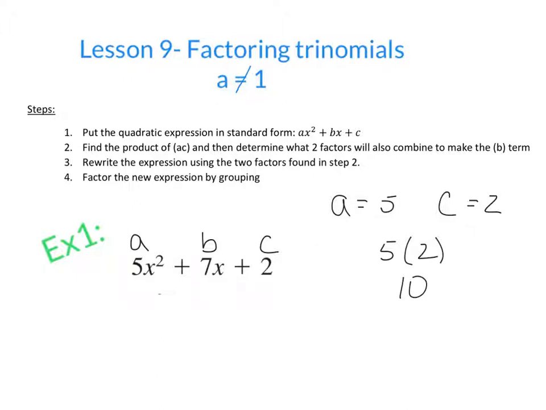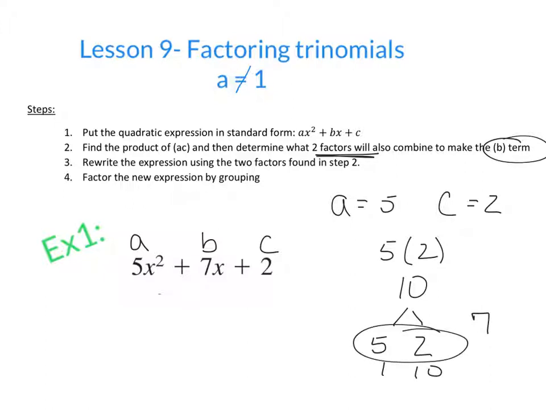Once you find that product of a and c, then you're going to determine what two factors will also combine to make the b term. So I want to become 7. Okay, I want to become that 7. So I'm going to split 10 so that I get that 7. The factors of 10 are 5 and 2, or 1 and 10. The ones that make 7 are 5 and 2. So what I am going to do is split 7x into 5x and 2x because I did the 5 times 2.